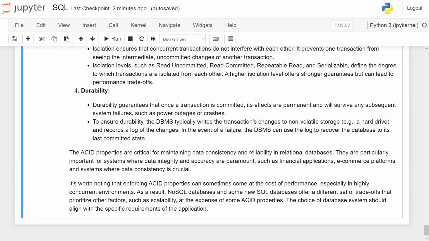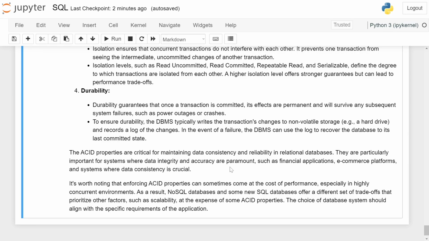its last consistent state. The ACID properties are critical for maintaining data consistency and reliability in a relational database. They are particularly important for systems where data integrity and accuracy are paramount, such as financial applications, e-commerce platforms, and systems where data consistency is crucial.